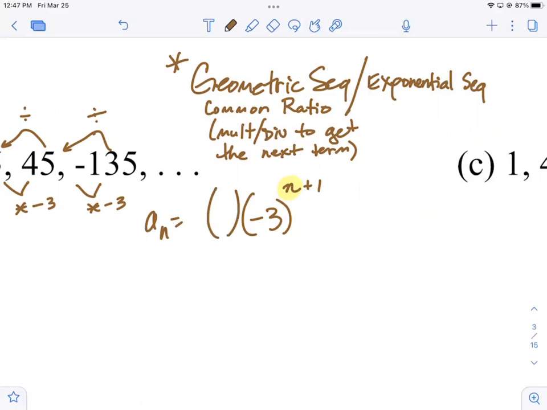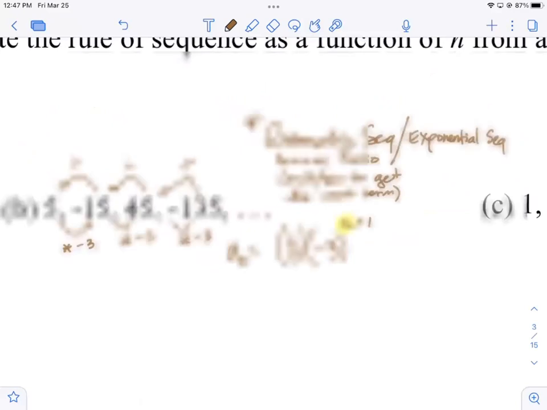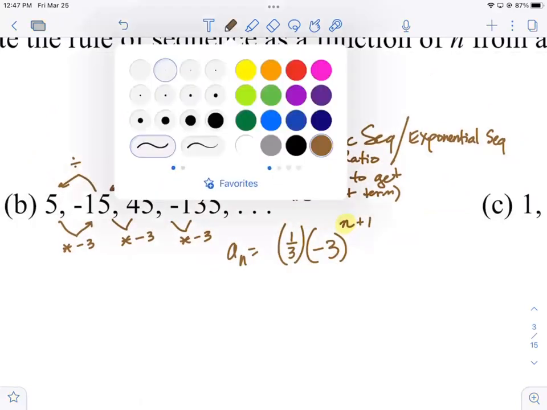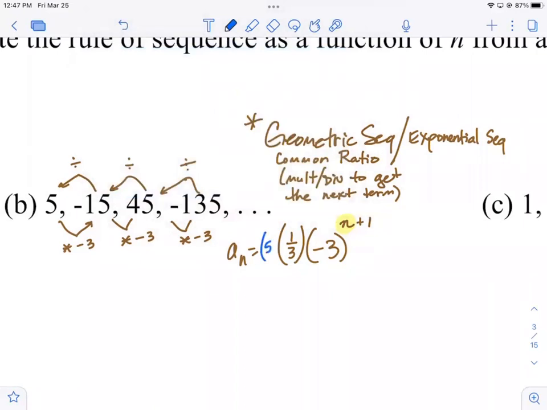Just think about when we were integrating. If we had an unwanted factor of 3, we have a correction of a 1/3. Now that would give me a 1. How do I turn that into a factor of 5? Multiply by 5. So let's see if this works. That gives me 5/3 times -3 to the n plus first power. Let's see if that does the trick.